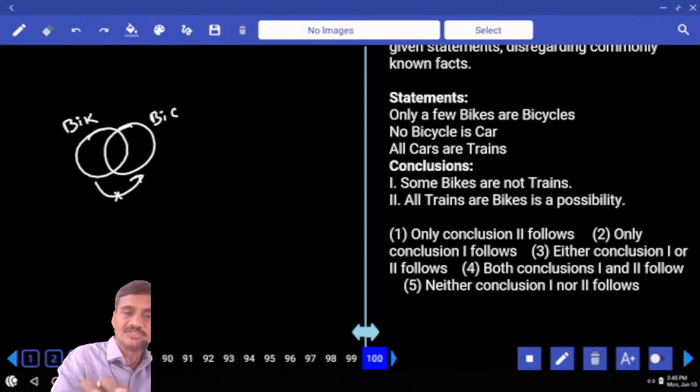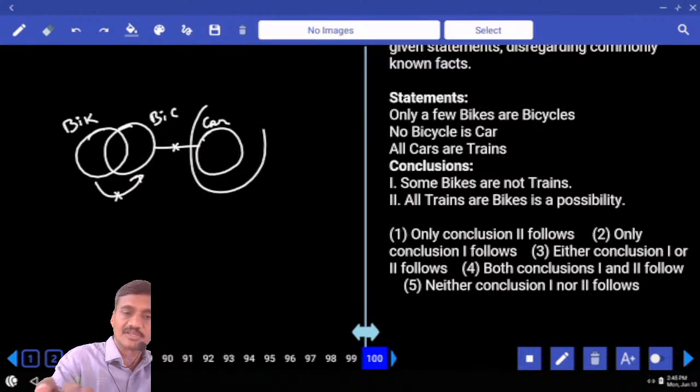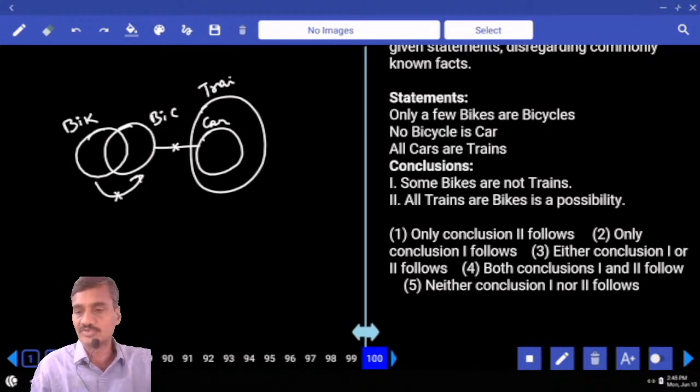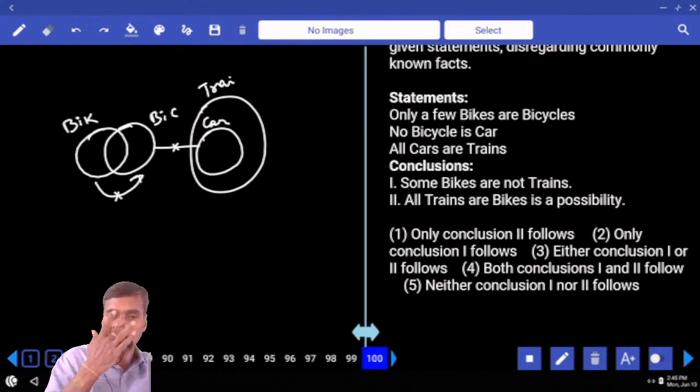And no bicycle is a car. No intersection between bicycle and a car. Car is here. And next one, all these cars are what? This entire cars is a part of this train. All cars are trains. And first one, some bikes are not trains. Now these are the bikes that are not trains, definitely true.